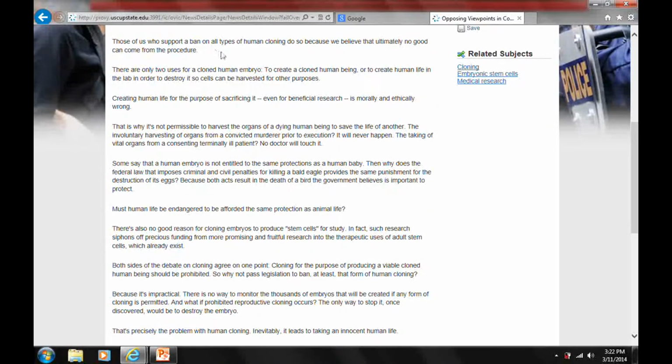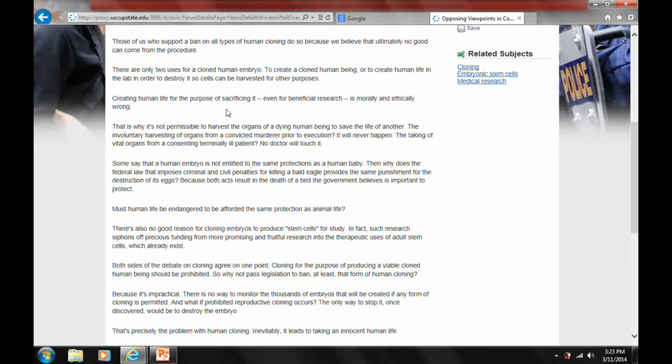Those of us who support a ban on all types of human cloning do so because we believe that ultimately no good can come from the procedure. There are only two uses for a cloned human embryo: to create a cloned human being, or to create a human life in the lab in order to destroy it so cells can be harvested for other purposes.